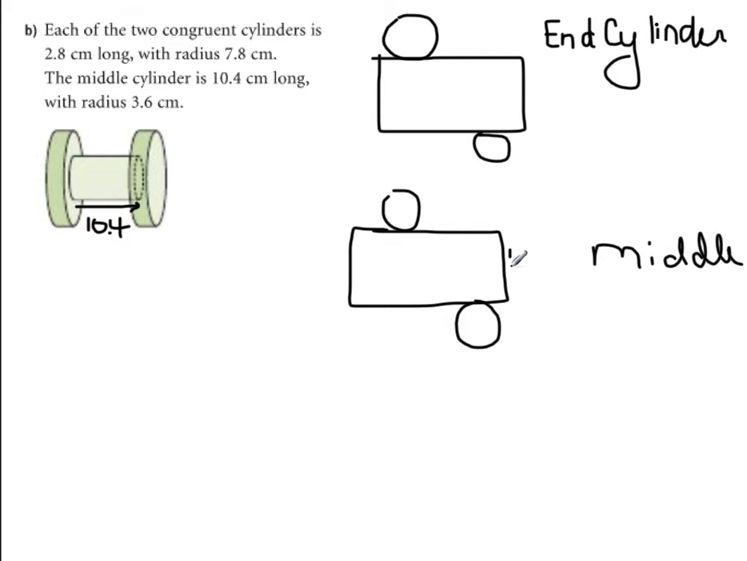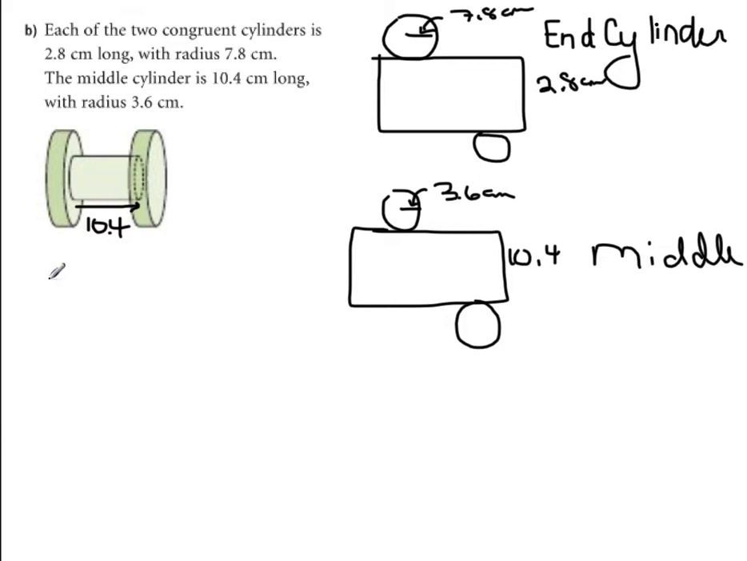Okay, so this is 10.4 in my middle, and my radius is 3.6. So this is 3.6. And then on my end cylinders, and I have two of them, remember I have two. So my radius here is 7.8 centimeters. And it is 2.8 centimeters long, so that would be this dimension right there. Okay, so we have everything we need.